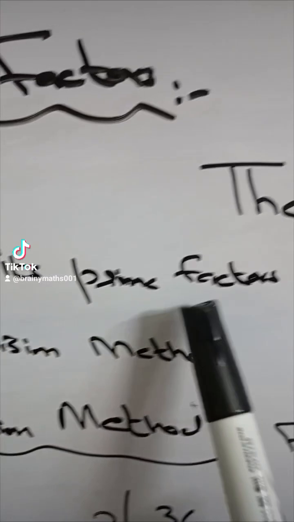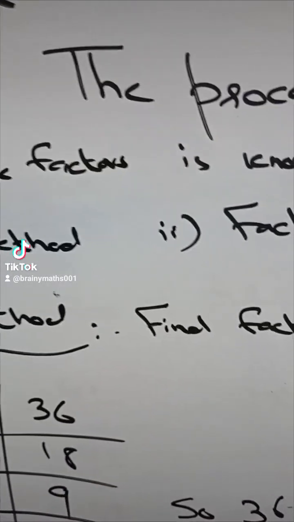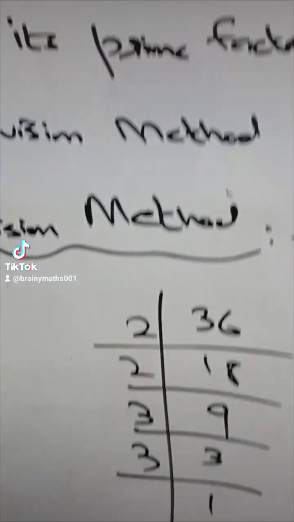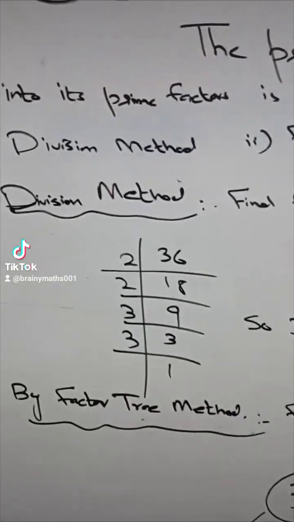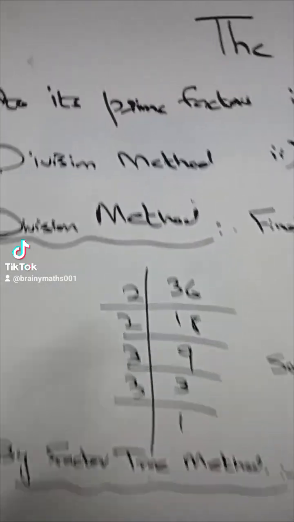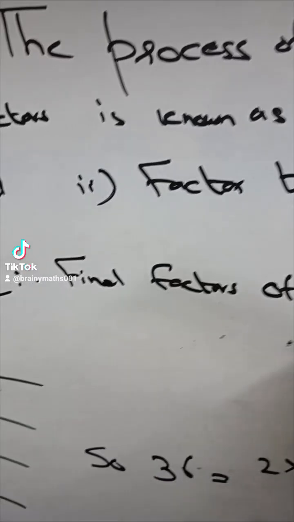So let's begin. The process of factorizing a number into its prime factors is known as prime factorization. What does it mean? It means the process or procedure through which we get the prime factors of any number. This is called prime factorization. For this purpose, we have two methods. Number one, division method, and number two, factor tree method. So we will discuss in detail.